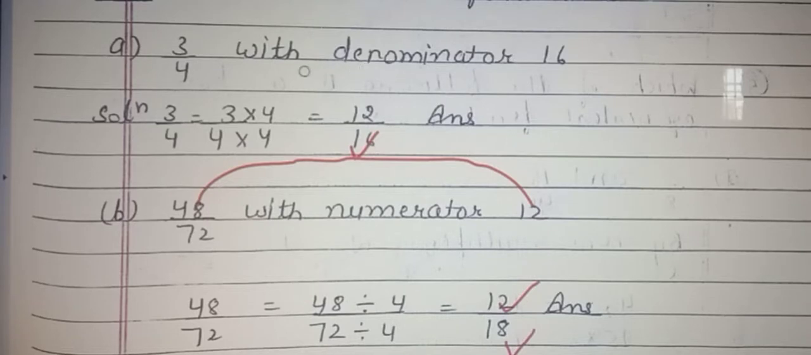Students, keep one thing in your mind. If you are making a fraction with a numerator or denominator greater than the previous denominator or numerator, you have to multiply. And if we are making a fraction having a numerator or denominator smaller than the previous fraction's numerator or denominator, then we have to divide.